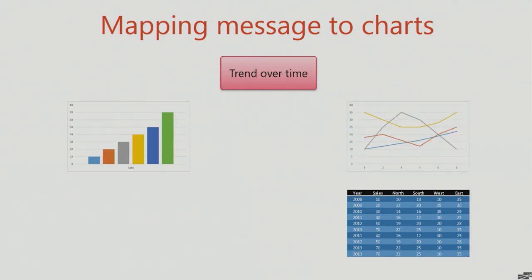Okay. The next one is trend over time. Whenever you are talking about trend over time, you can use one of these three types of charts: column or line or the table. Now, why not a bar chart?